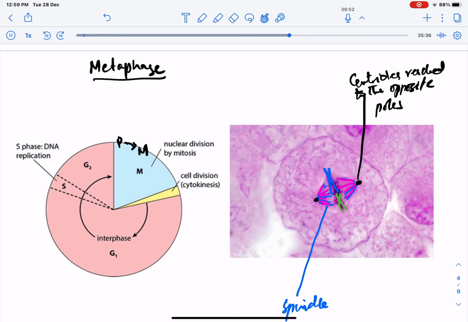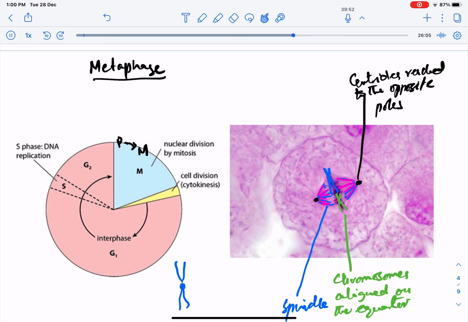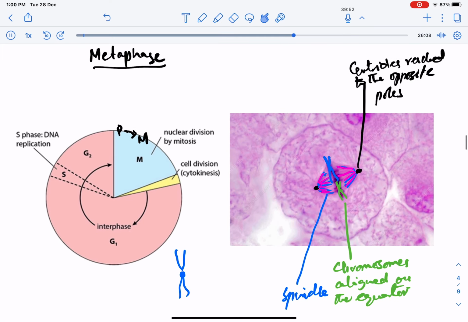These are chromosomes aligned on the equator. They align in this way. As you know, each chromosome has a centromere in the center, or a central disc in a chromosome. A centromere has a protein known as kinetochore.